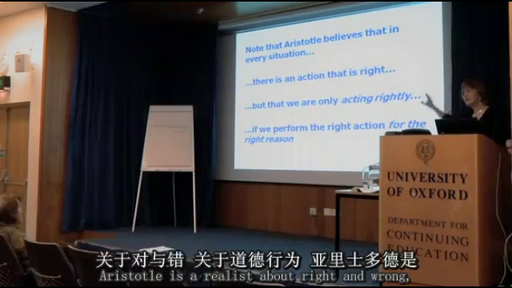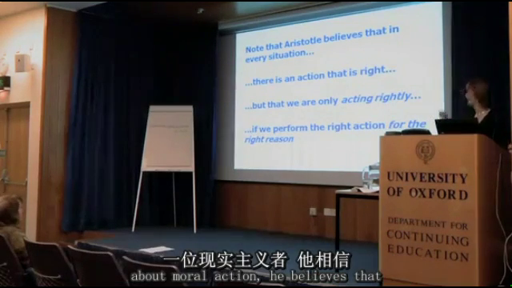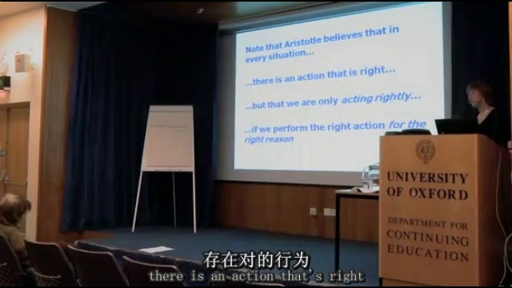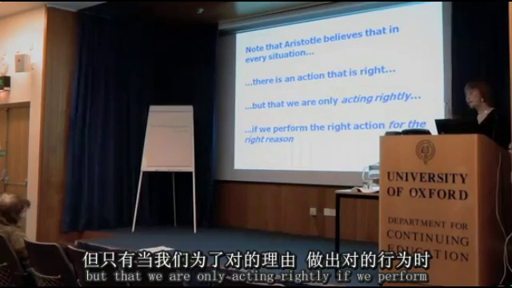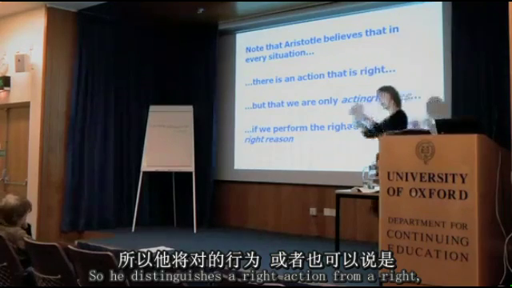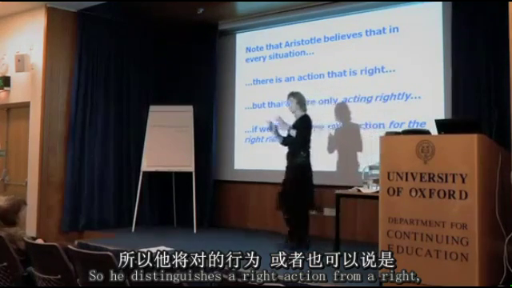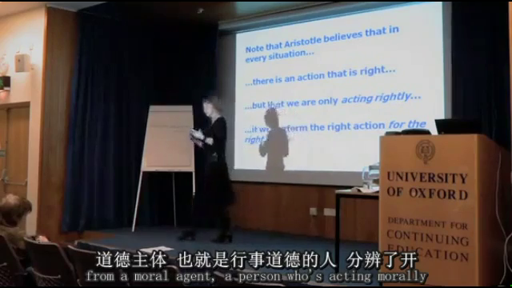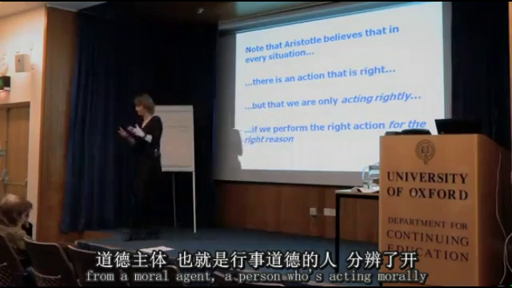I want you to note that Aristotle is a realist about right and wrong, about moral action. He believes that there is an action that's right, but that we are only acting rightly if we perform that right action for the right reason. So he distinguishes a right action, or a moral action, if you like, from a moral agent, a person who's acting morally.